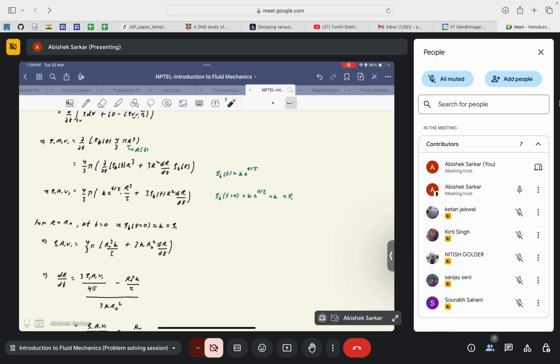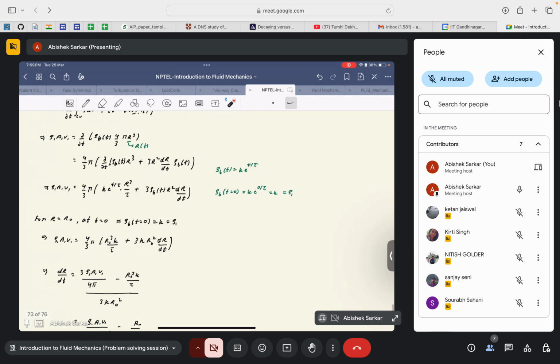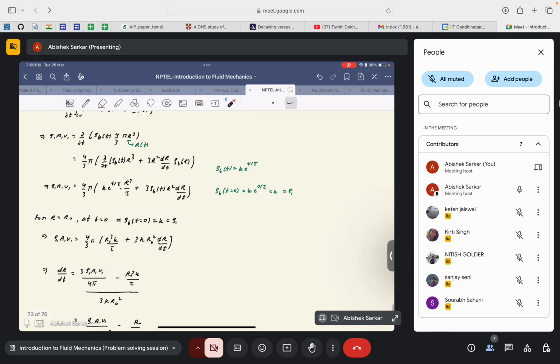k is constant, e to the power 0 by τ is 1, then r is r₀, because at t equals 0, r is r₀. So r₀³ by τ plus 3 times ρ_b at t equals 0, which is k or ρ₁, you can keep either of them, it's fine. I'm keeping k for right now, so it is 3k r₀² times dr/dt.